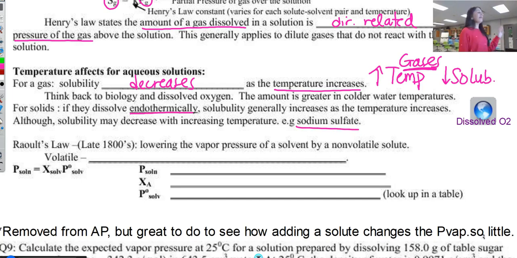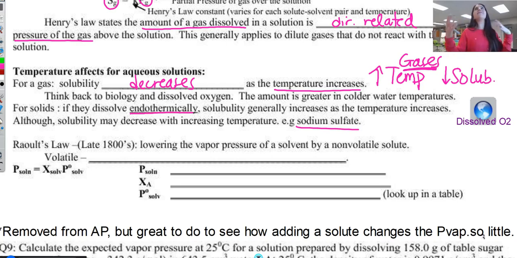And the last thing that we're going to talk about here is Raoult's law. Raoult's law basically is regarding lowering the vapor pressure of a solvent by a non-volatile solute, okay? This is great. It's kind of like a little bit of an intro into colligative properties here. What does it mean to be volatile? Well, if you have a volatile substance, it's simply something that evaporates readily or vaporizes quickly, okay?